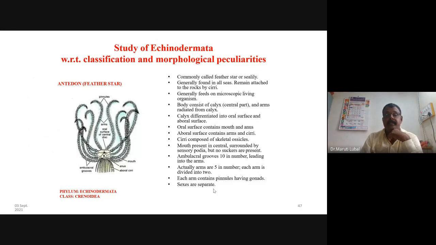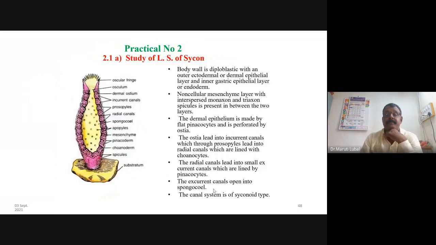commonly called as feather star, also called as sea lily, generally found in all seas. Body consists of central part and arms. All the arms look like feathers, so it is called feather star.